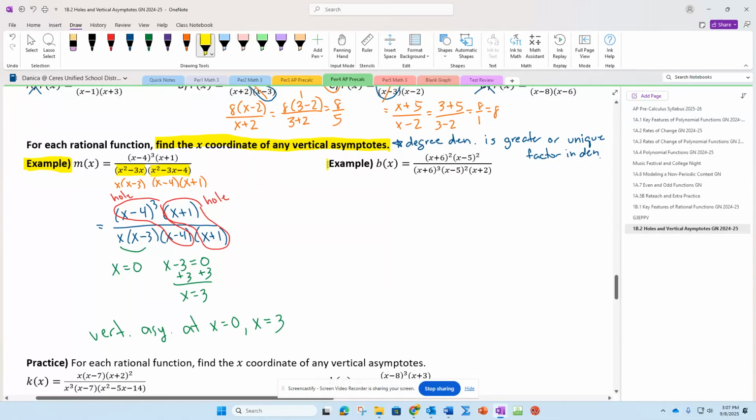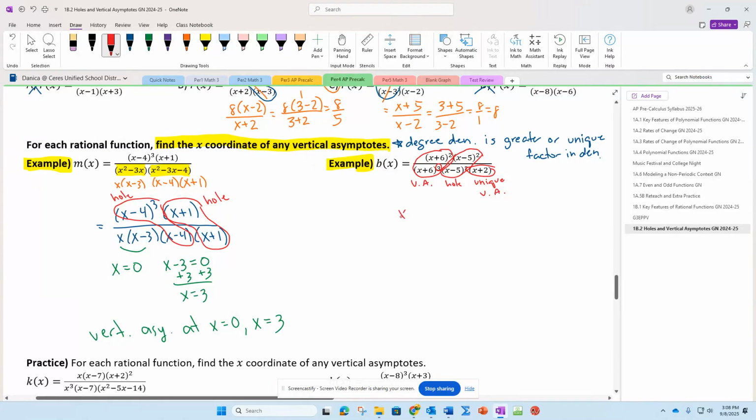All right, second example. So in the second example, there isn't anything that we have to factor. Everything is a nice prime binomial. So now we're just going to compare and look at our multiplicities. So our x plus 6, our degree in the denominator is larger. So that's going to be a vertical asymptote. Our x minus 5s, the degrees are the same. So that's going to be a hole. And the x plus 2 is a unique factor. So that is also going to be a vertical asymptote.